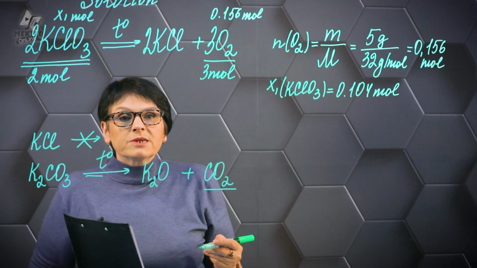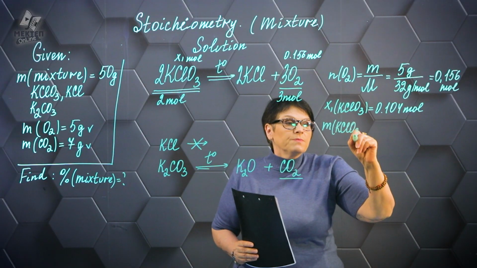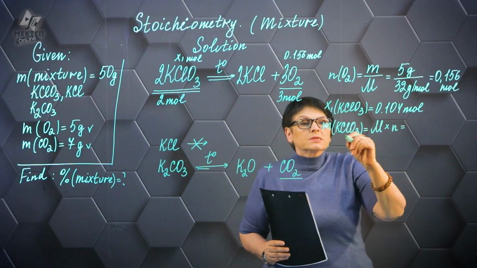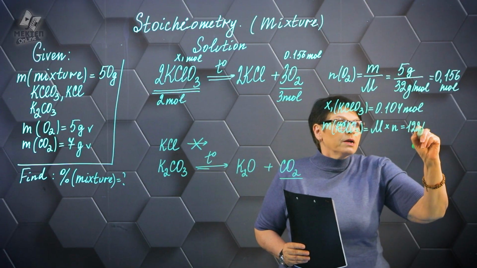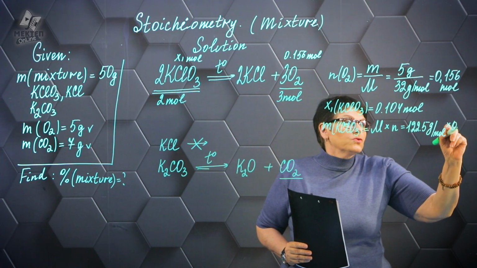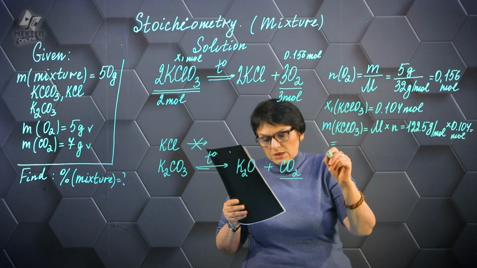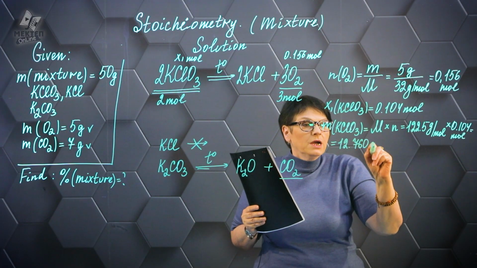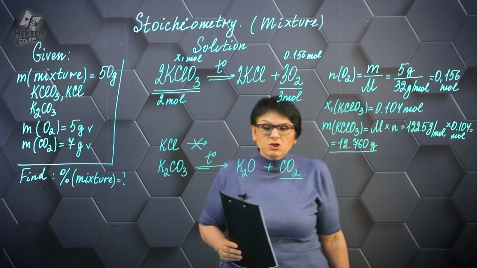But since we are asked about the percentage composition, we next need to calculate the mass of the berthollet salt. For this purpose, the formula molar mass times moles works. The molar mass of potassium chlorate, if we do the math, is 122.5 grams per mole, and we multiply by 0.104 moles. And then according to our problem, we have 12.760 grams of this salt. This answer we need to then take into account in the calculation.